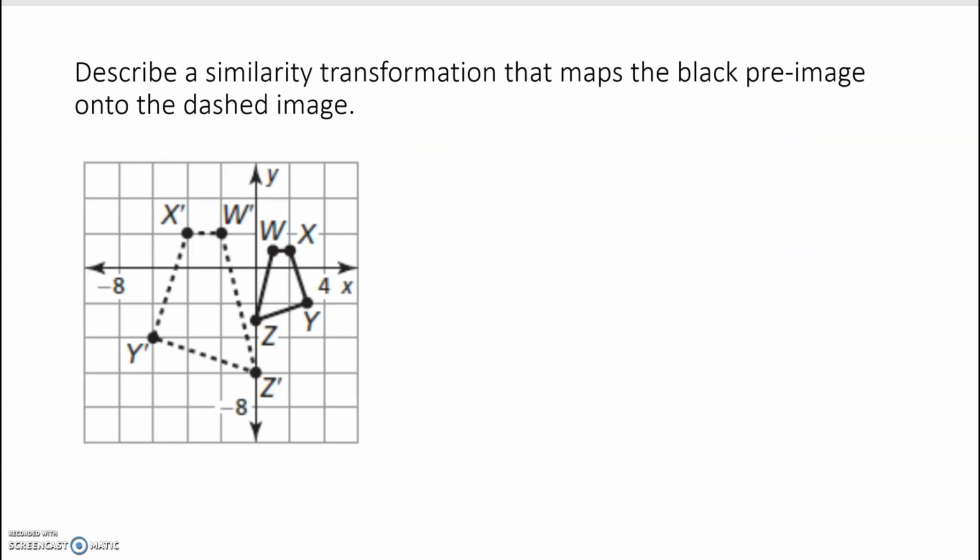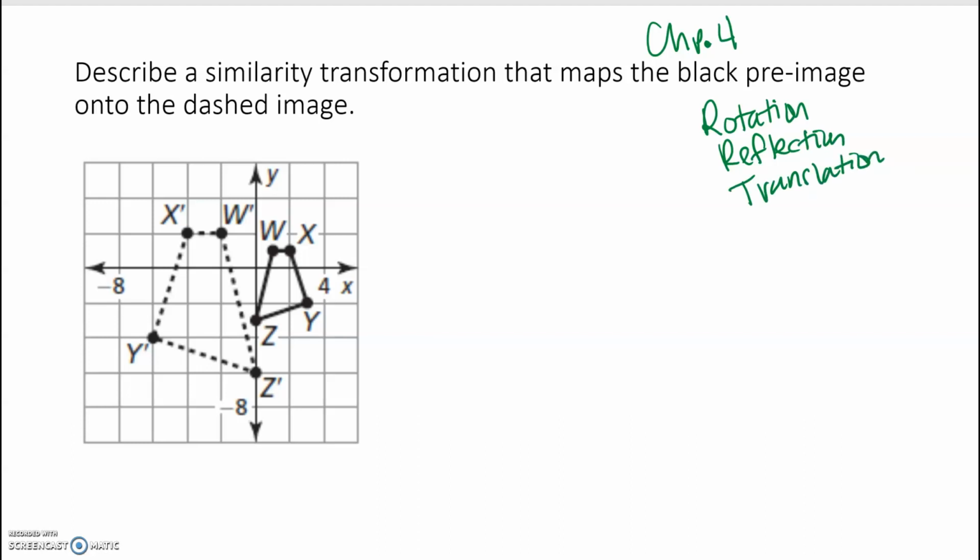All right, and the last thing we're going to talk about today is transformations. Now, this is back in chapter 4 that we did all of these, if you guys are referencing your notes. So chapter 4 was a bunch of similarity transformations. We also did congruent transformations. So remember, we are looking for things like rotations, reflections, translations. And because it's a similarity transformation, we can also have a dilation here.